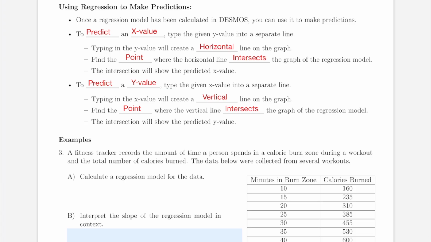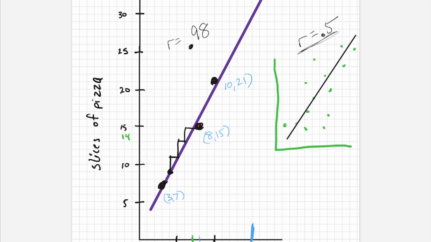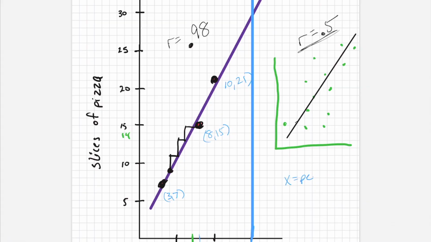Remember back with our pizza example, what we did was we said, why don't we graph this line straight up here and we'll look to see where this intersects. If I know that I have 15 people, and remember x was people and y was pizza slices, then I would just type in x equals 15. That would put a vertical line on there, and I look to see where that intersects, and that would be at about 30. So we did this. If you were to type x equals 15, that just puts a vertical line through 15, and then we look to see where that intersects our graph.